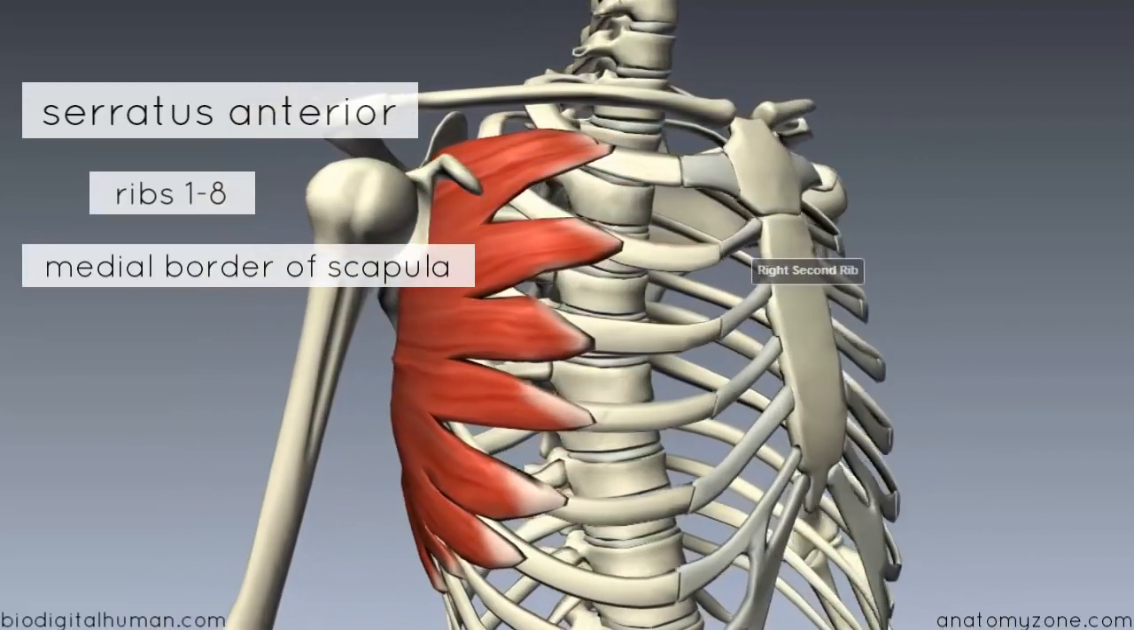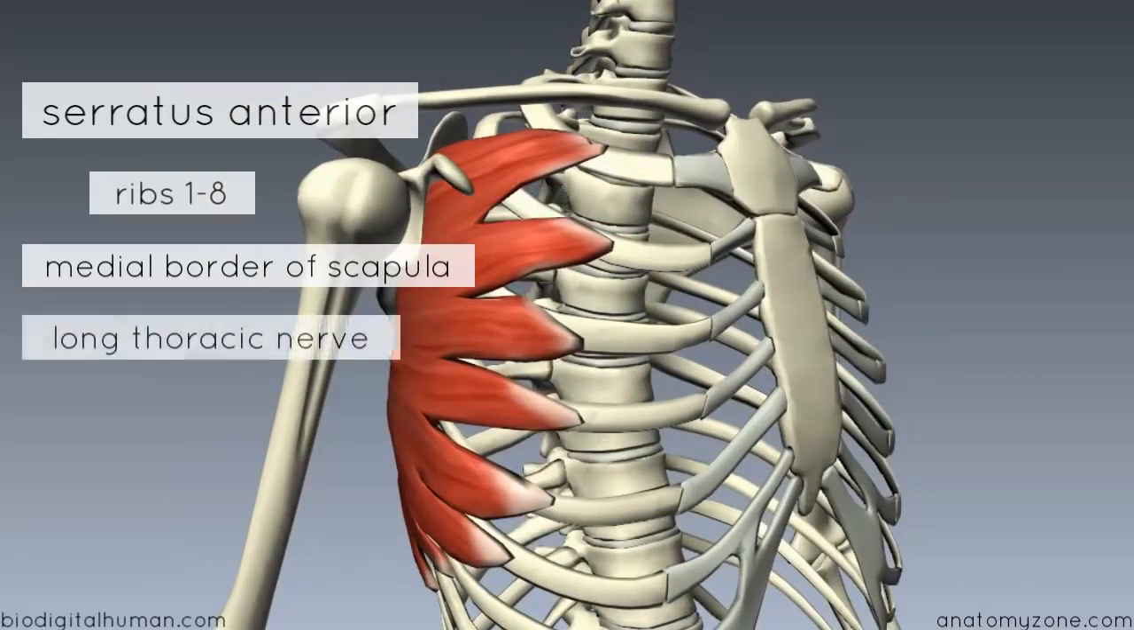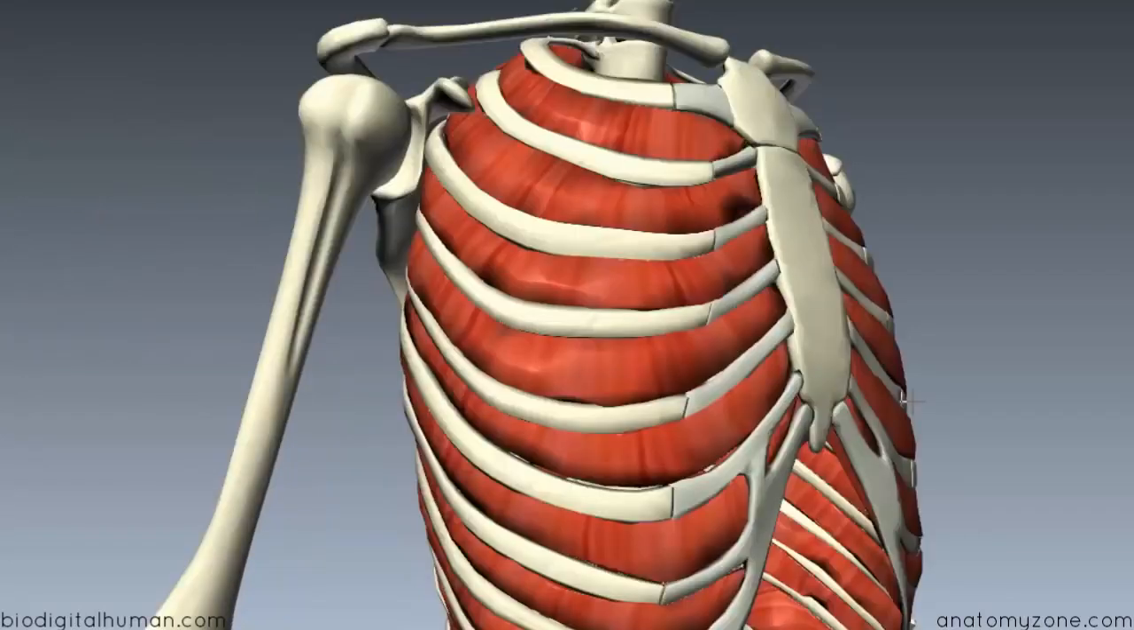This muscle is innervated by the long thoracic nerve, and its function is to protract and to stabilize the scapula. So it works to pull the scapula forward around the thorax, and it also keeps the scapula pressed against the thorax. Now we're going to take a look at some of the muscles that lie in the intercostal spaces. You've got three layers of muscles that lie in this intercostal space.